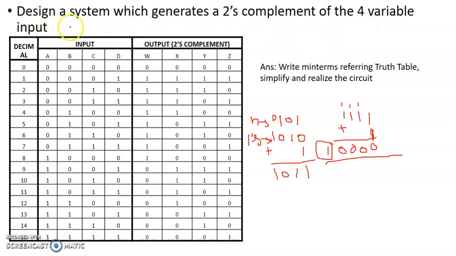Since it's not been specified what gates to be used, you're free to use any gates. If the question demands NAND only, or basic gates, or only NOR gates, then you have to realize it using only that particular gate.